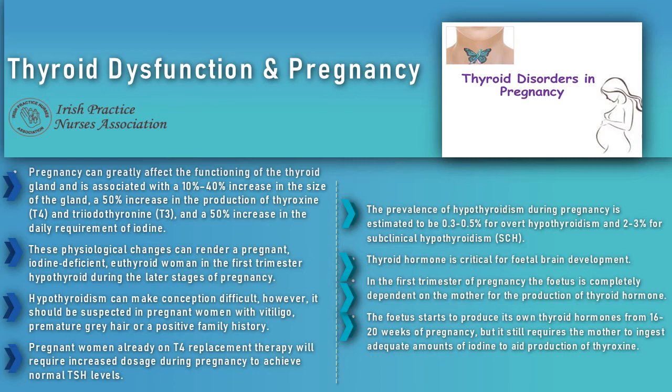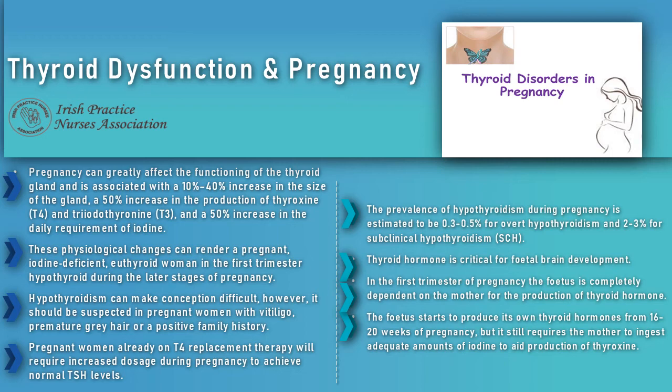Hypothyroidism can make conception difficult. However, it should be suspected in pregnant women with vitiligo, premature grey hair, or a positive family history. Pregnant women already on T4 replacement therapy will require increased dosage during their pregnancy to achieve normal TSH levels. The prevalence of hypothyroidism during pregnancy is estimated to be 0.3 to 0.5% for overt hypothyroidism and 2 to 3% for subclinical hypothyroidism. Thyroid hormone is critical for fetal brain development.